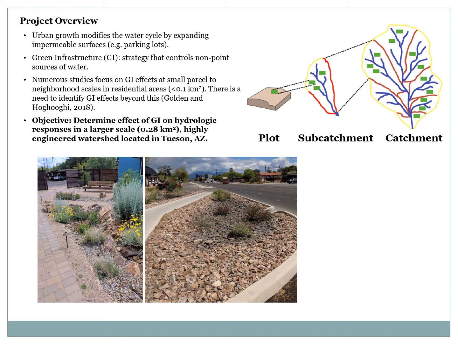The objective of this study is to determine the effects of GI on hydrologic responses in a larger scale, highly engineered watershed located in the semi-arid region of the Southwest US. In this project, we took an interdisciplinary design and modeling approach. So now, Bo Ying from the Landscape Architecture Department will describe the study site that we focused on in the design portion of this project.